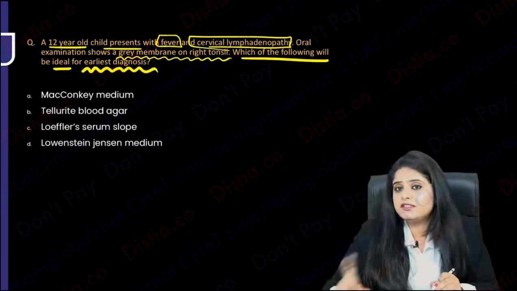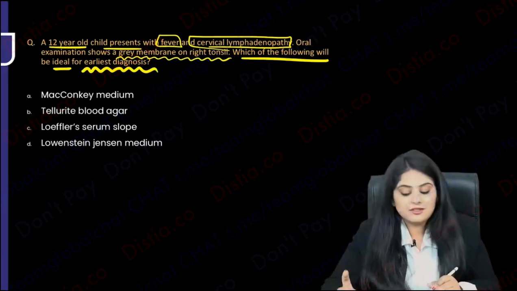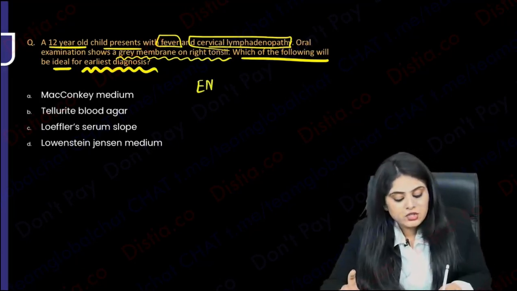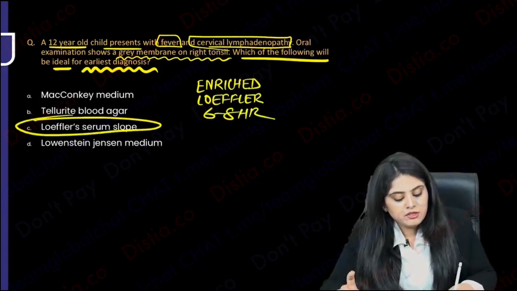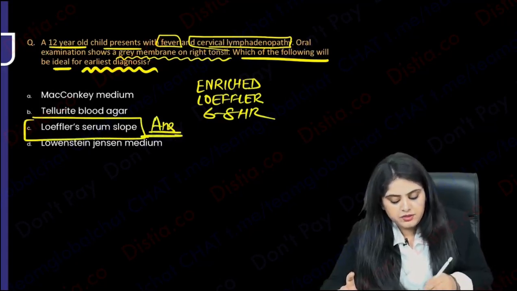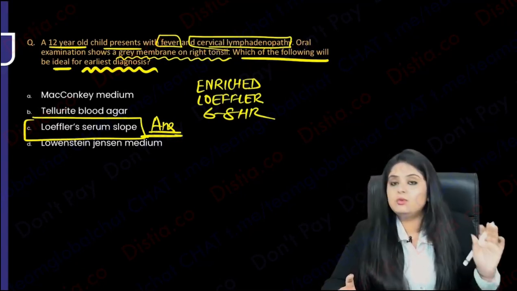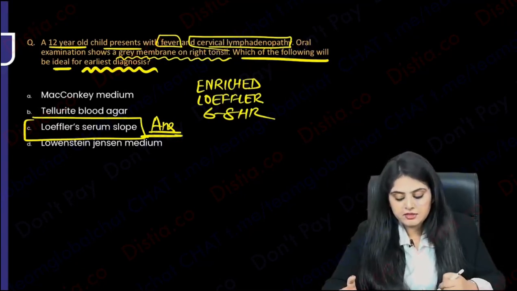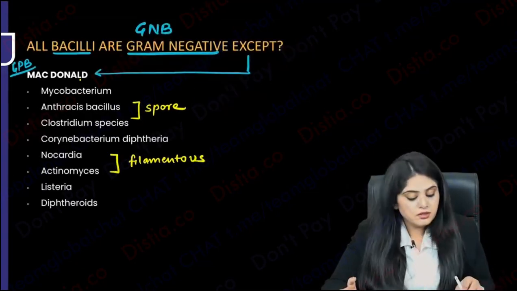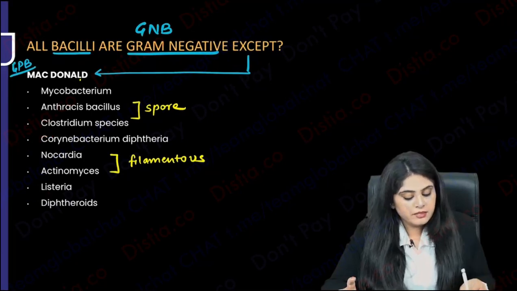They've not asked you the best media, they've asked you early, the 8 hours media. So the enriched media we studied, those were Loeffler, which was the 8-hour one, and that is going to take roughly 6 to 8 hours. So Loeffler serum slope is going to be the answer over here. So I hope all of you have understood Corynebacterium diphtheriae. We are going to move ahead with that McDonald mnemonic. So diphtheria, diphtheroids are a big tick mark.